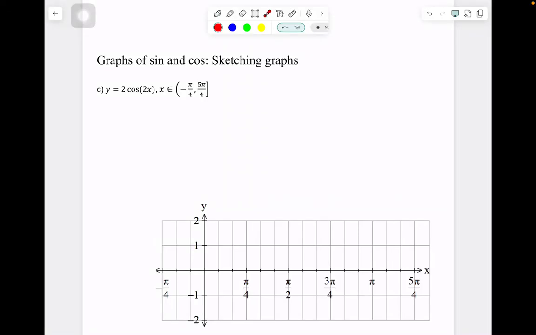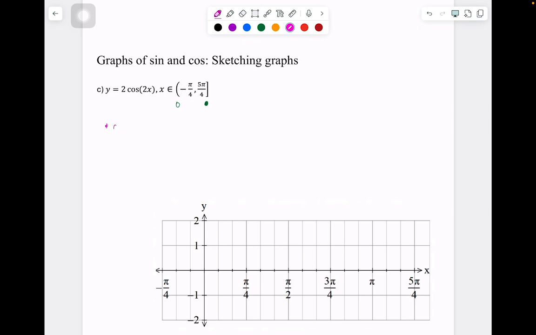In this example, we will be looking at graphs of sine and cos, particularly the graph of cos, and we are going to sketch this graph with a domain from negative pi on 4, not including, to 5 pi on 4, including. Just before we get started, the curved bracket indicates that we have an open circle at that particular endpoint, and the square bracket indicates that we have a closed circle at 5 pi on 4.